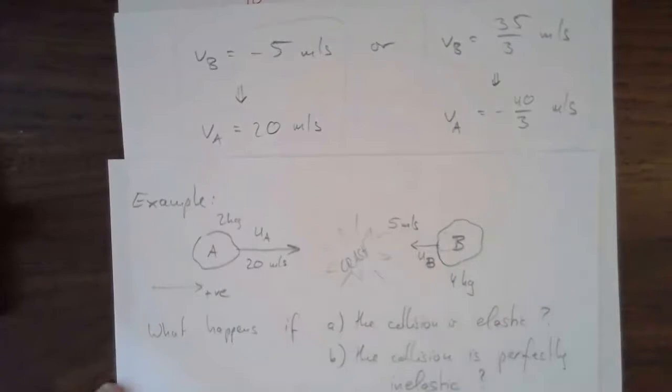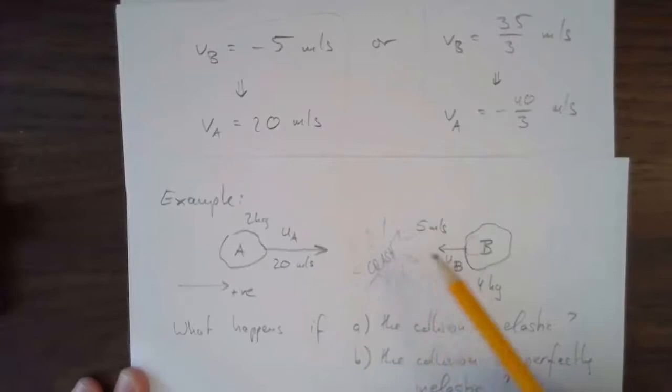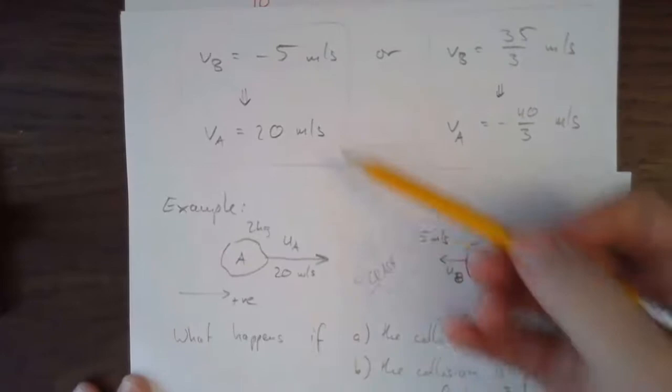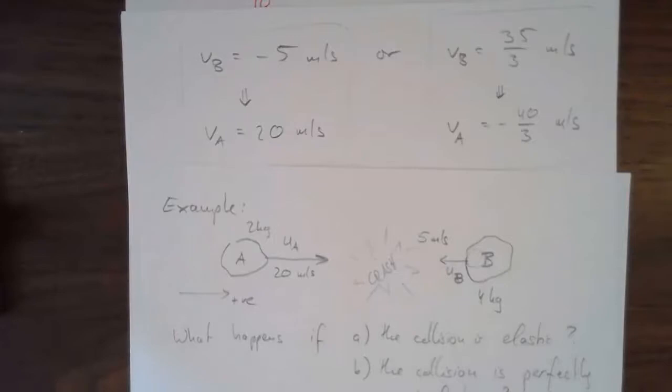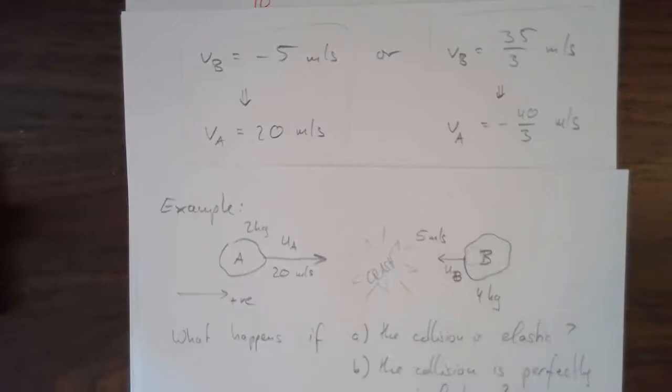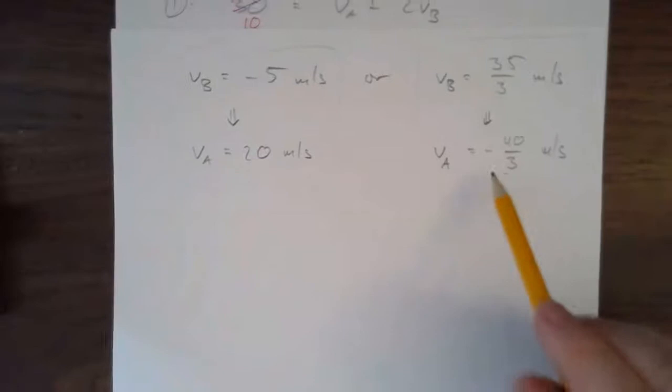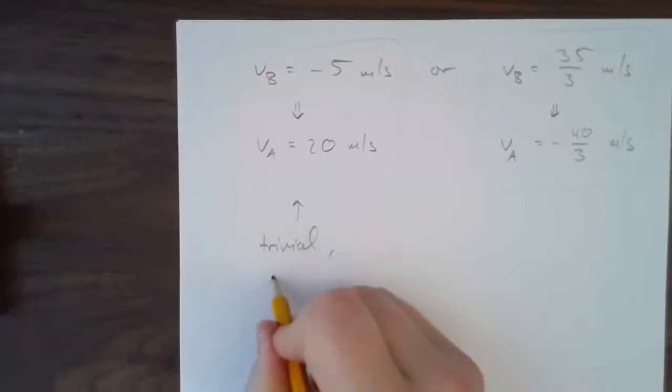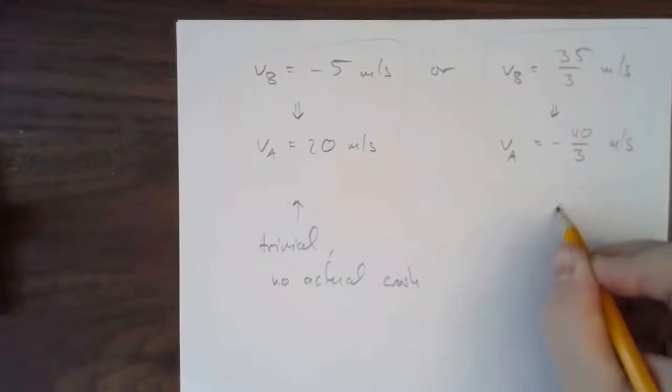Now, obviously, if they don't actually crash, that's going to conserve kinetic energy and momentum because nothing's happened. And the math says, hey, look, this is a possibility. Well, yes, it is. Thank you, math. But we kind of knew that. If they don't crash, momentum and kinetic energy is conserved. So trivial. This is our trivial solution. This is our actual, a crash has occurred, interesting solution. Let me do this now too. So this is trivial. No actual crash. Whereas this one is the relevant one.